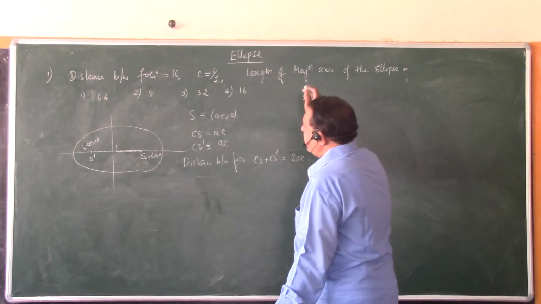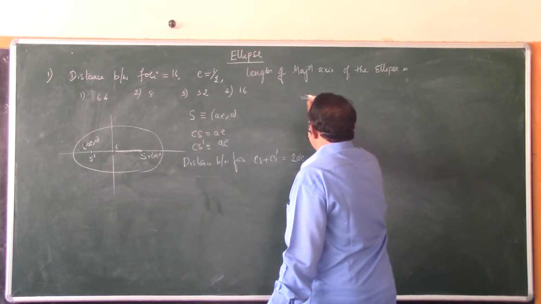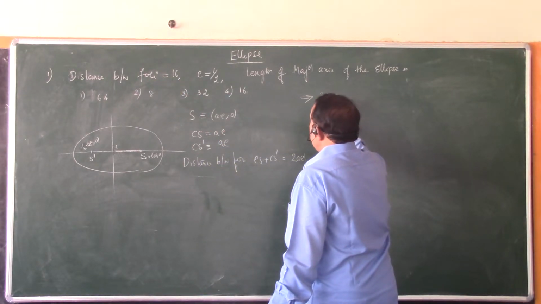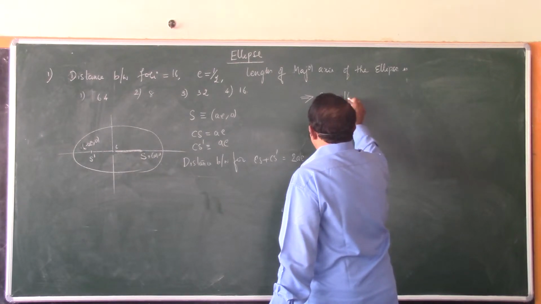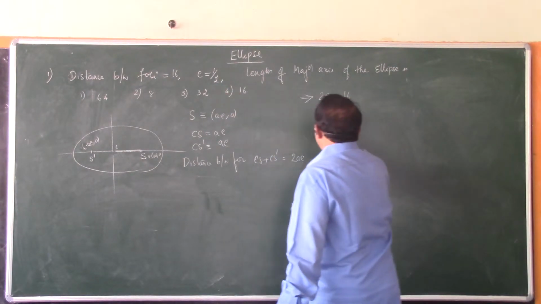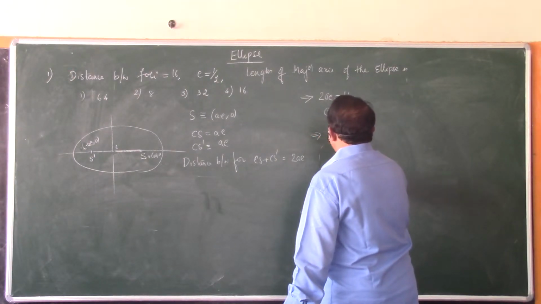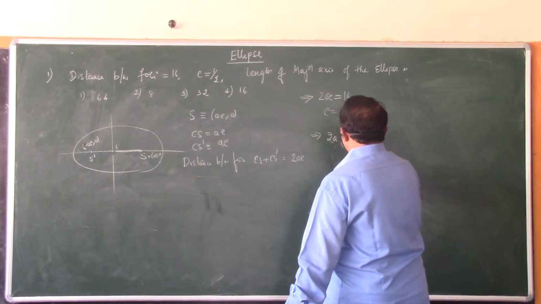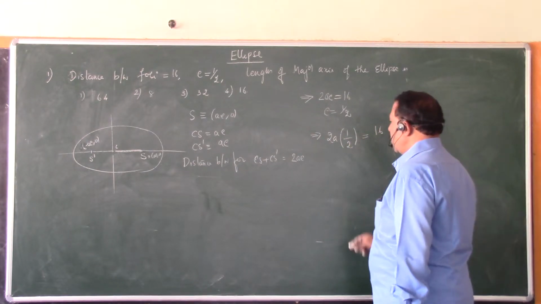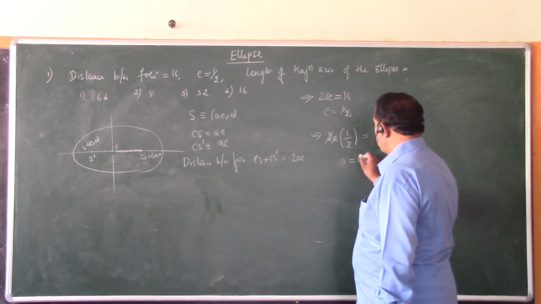So here it is given that the distance between the foci is 2AE. This implies that 2AE is 16. It is given that 2AE is 16 and E is equal to half. So this implies 2A into half. You substitute the value of E. 2AE is equal to 16. 2 and 2 cancel. So A is equal to 16.